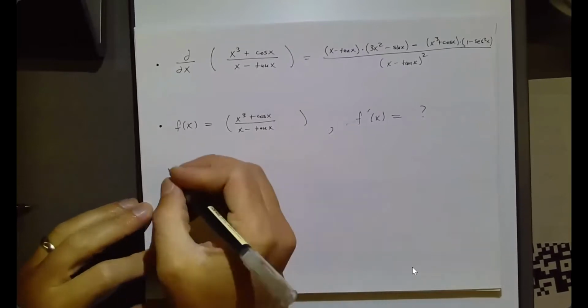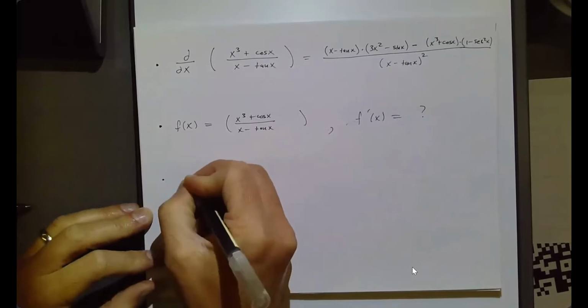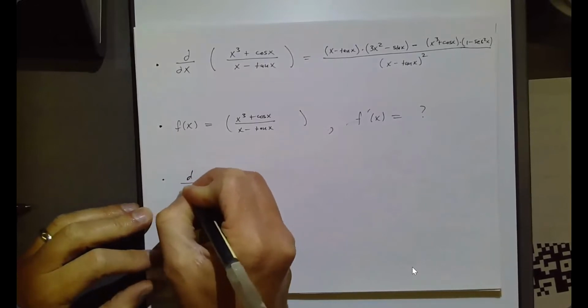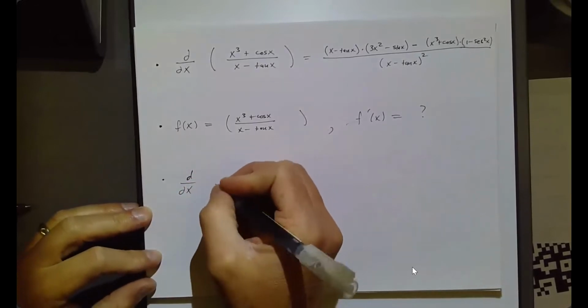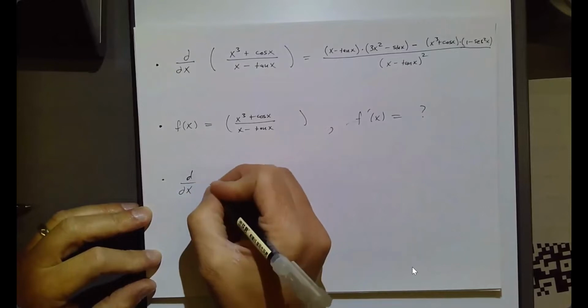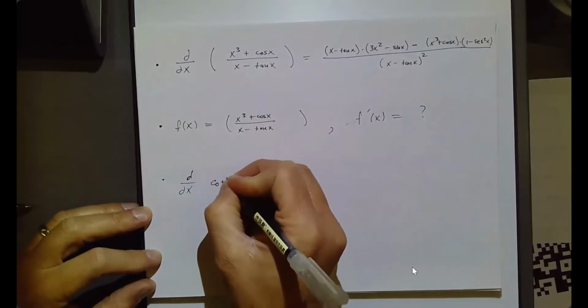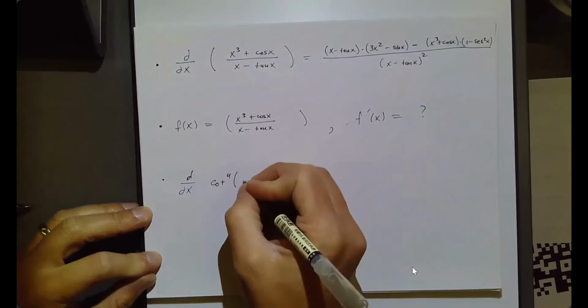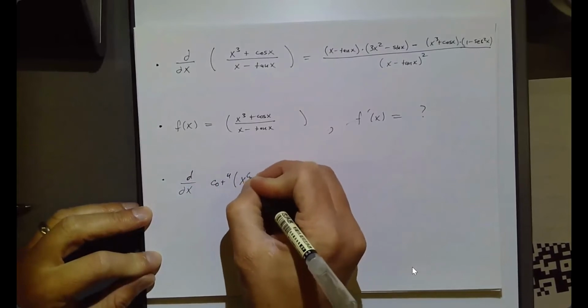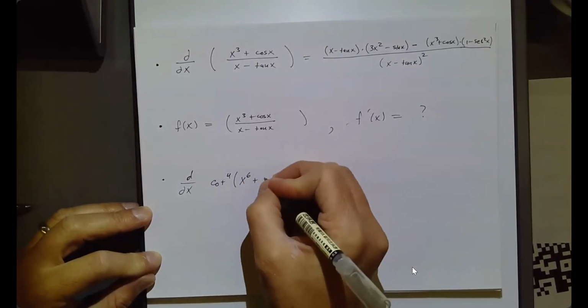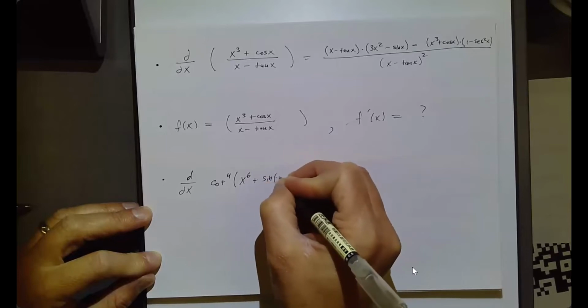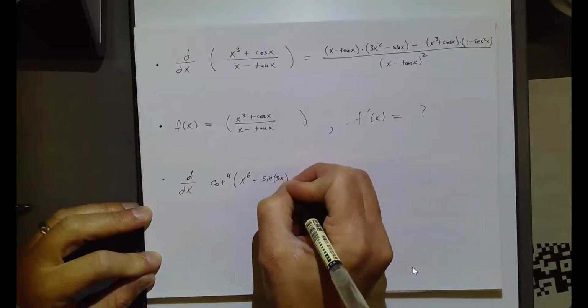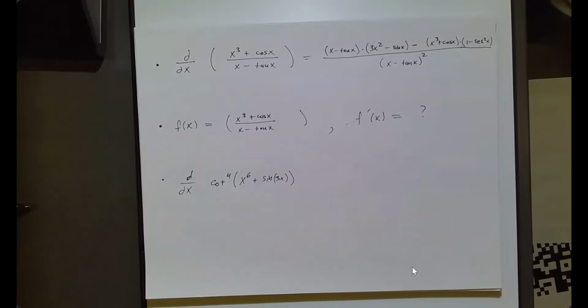Let's look at one more example. Let's say we want to take the derivative of something like cotangent to the fourth of x to the sixth plus sine of 3x. Let's see, shouldn't it be?